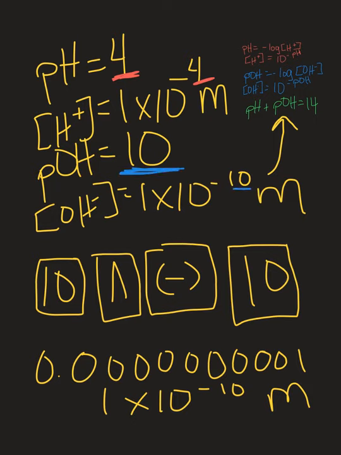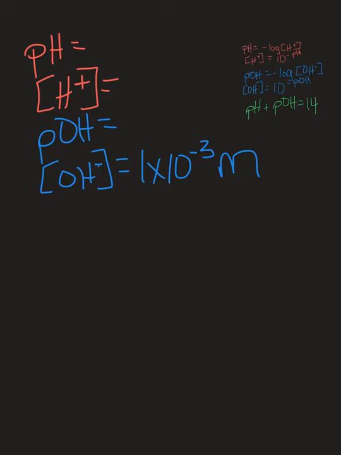Then your hydroxide ion concentration is simply 1 times 10 to the negative of that whole number. All right, let's do one more example. So let's say that the problem gives you hydroxide ion concentration, 1 times 10 to the negative 3 molar. And you have to figure out everything else. Okay, so looking at our equations here, we need to go from the hydroxide ion concentration to pOH.